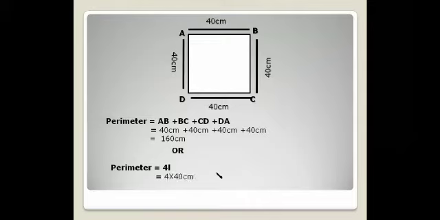Length is how much? 40 centimeters. So 4 zeros are 0, 4 fours are 16. So it will become 160 centimeters. So both the ways the answers are correct, but you will follow the second method using the formula.